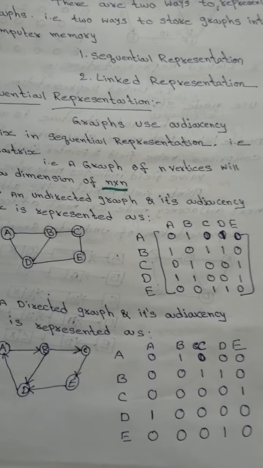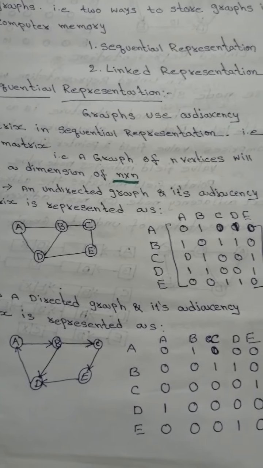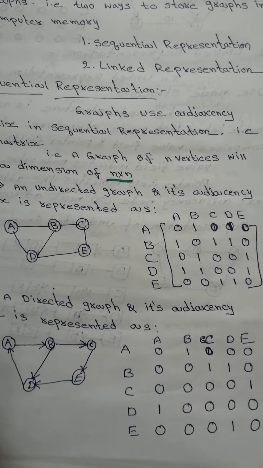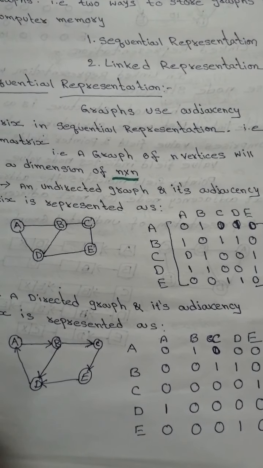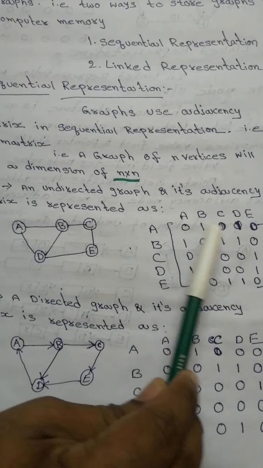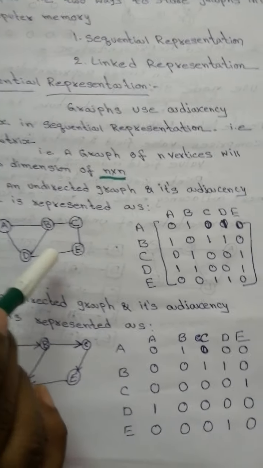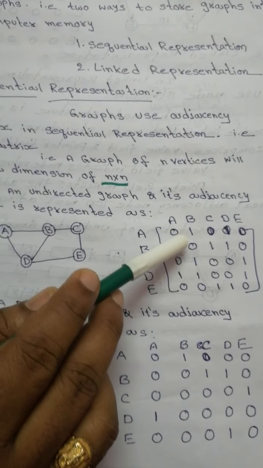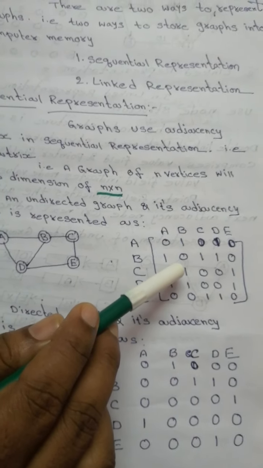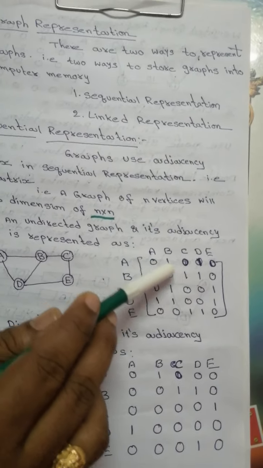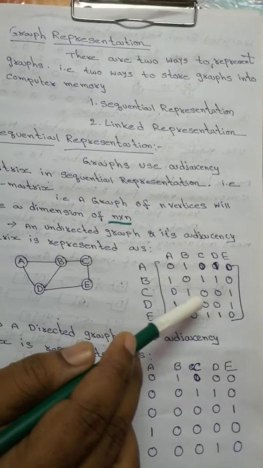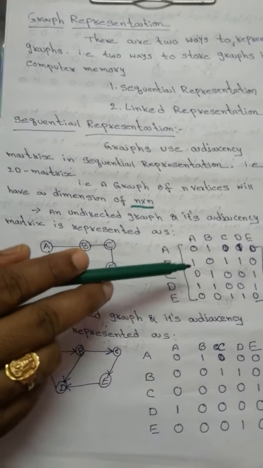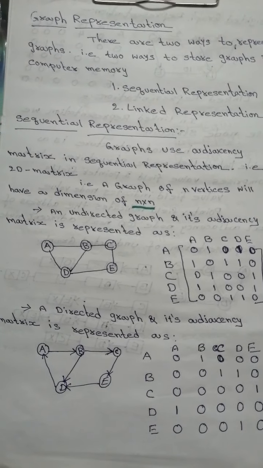Whenever we need to move from A to E, we trace what connectivity edges we have from A to E. We can identify that from A to E there is no direct edge, so we have to move from A to B. If we move A to B, then what happens? B to E, there is no direct edge, then how can we move? We have to move from B to D, and again from D to E. Like this we will be calculating the route inside the computer memory.